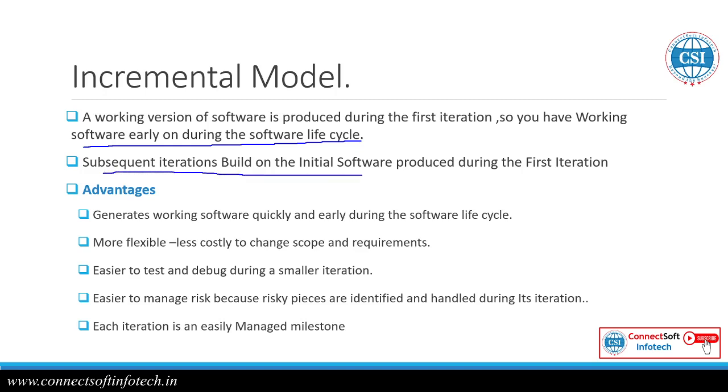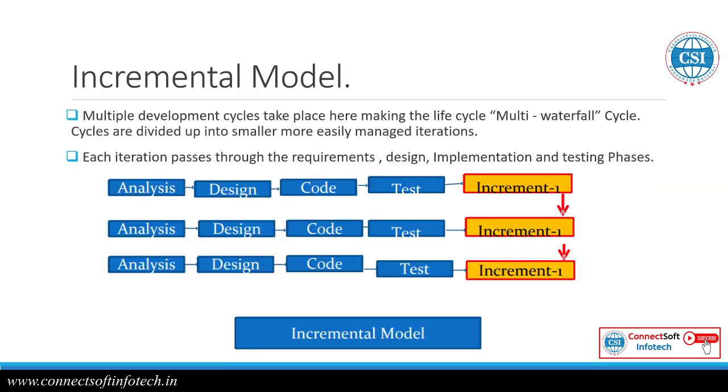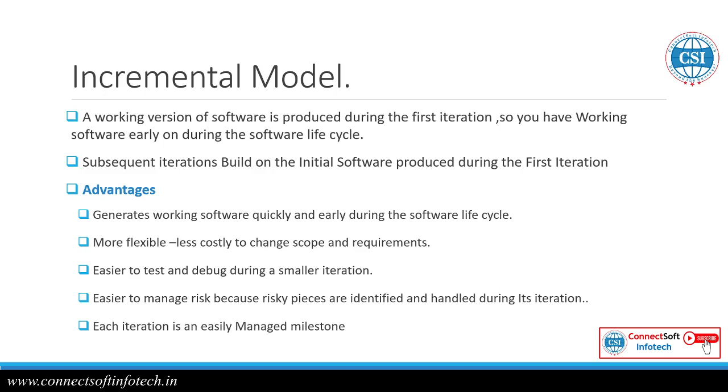Subsequent iterations build on the initial software produced during the first iteration. In the first iteration we get the working software. Then we can add some features, and again do analysis, designing, coding, testing, and we get the second one. So layers are created again and again. This is known as iterations, and each iteration passes through all these phases. This incremental model is useful because when the requirements change, we again go through the four stages, but in a short duration. That is known as iterations.